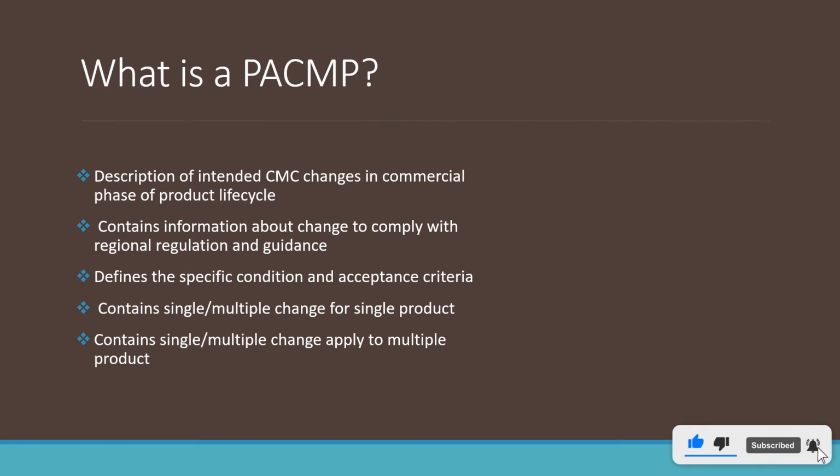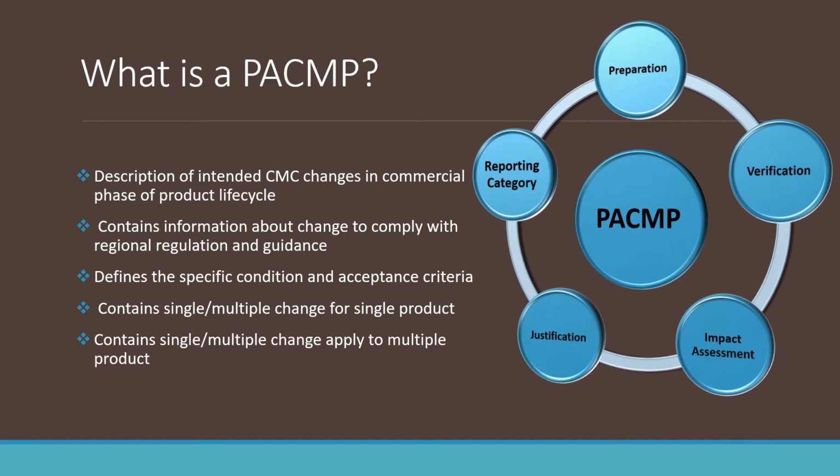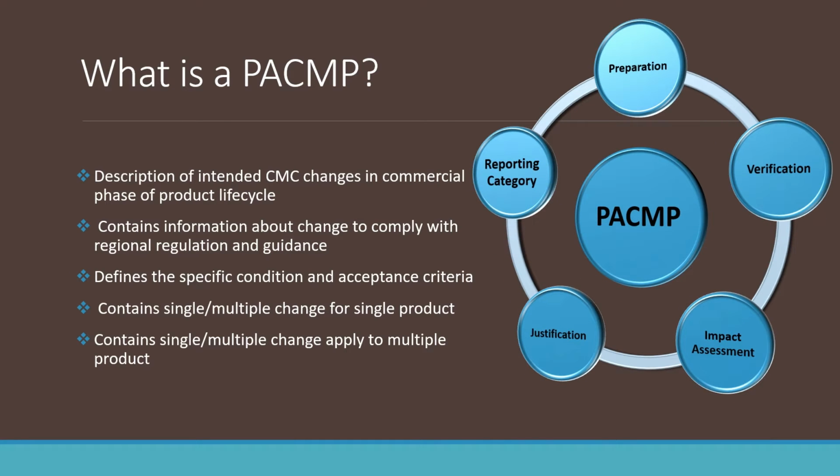PACMP, Post-Approval Change Management Protocol. It is a regulatory tool to communicate change protocol during product lifecycle management between the marketing authorization holder and the regulatory authority. It contains the detailed information related to the proposed change that includes the various elements. These elements can be the preparation, verification, impact assessment, justification, and reporting category.